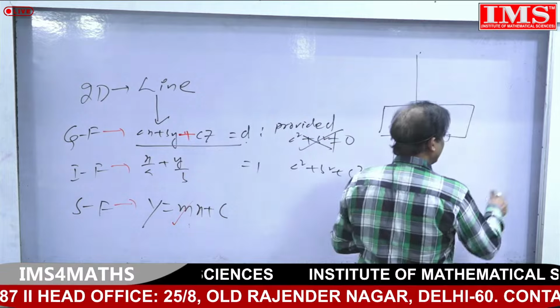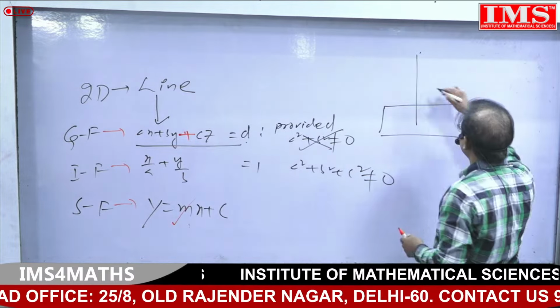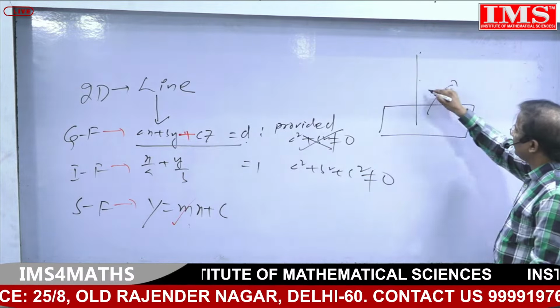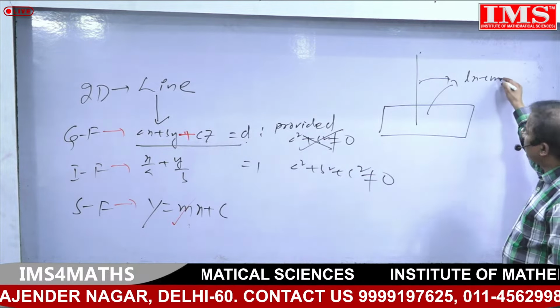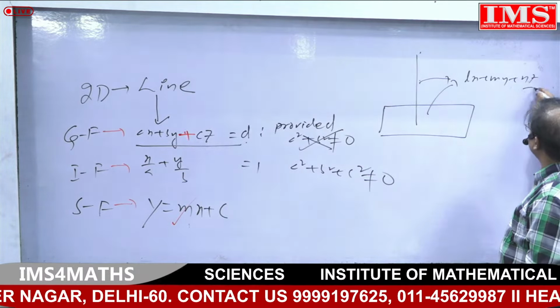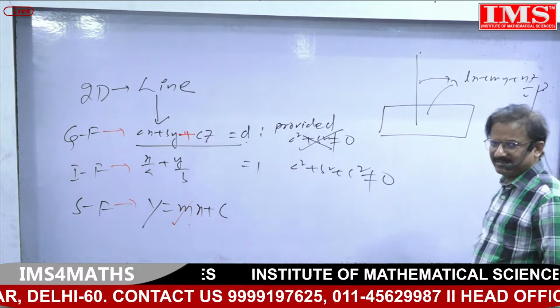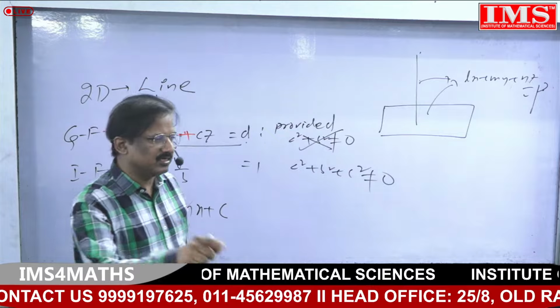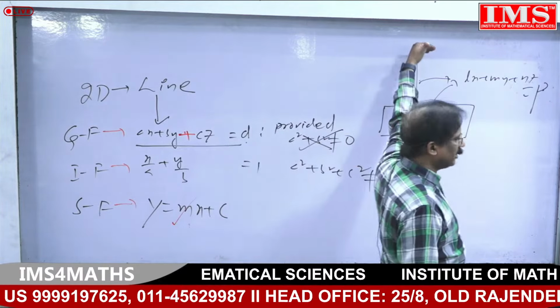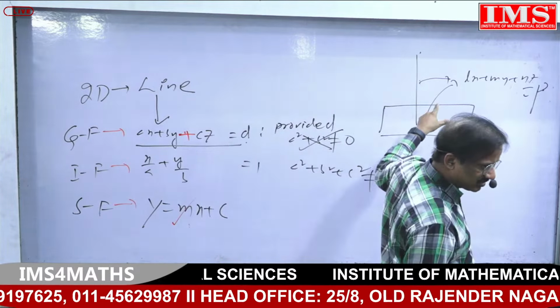What is the plane in normal form? In future I can write the plane in normal form as Lx plus My plus Nz is equal to P. This P, in future I can say, is the perpendicular distance from the plane to the origin.